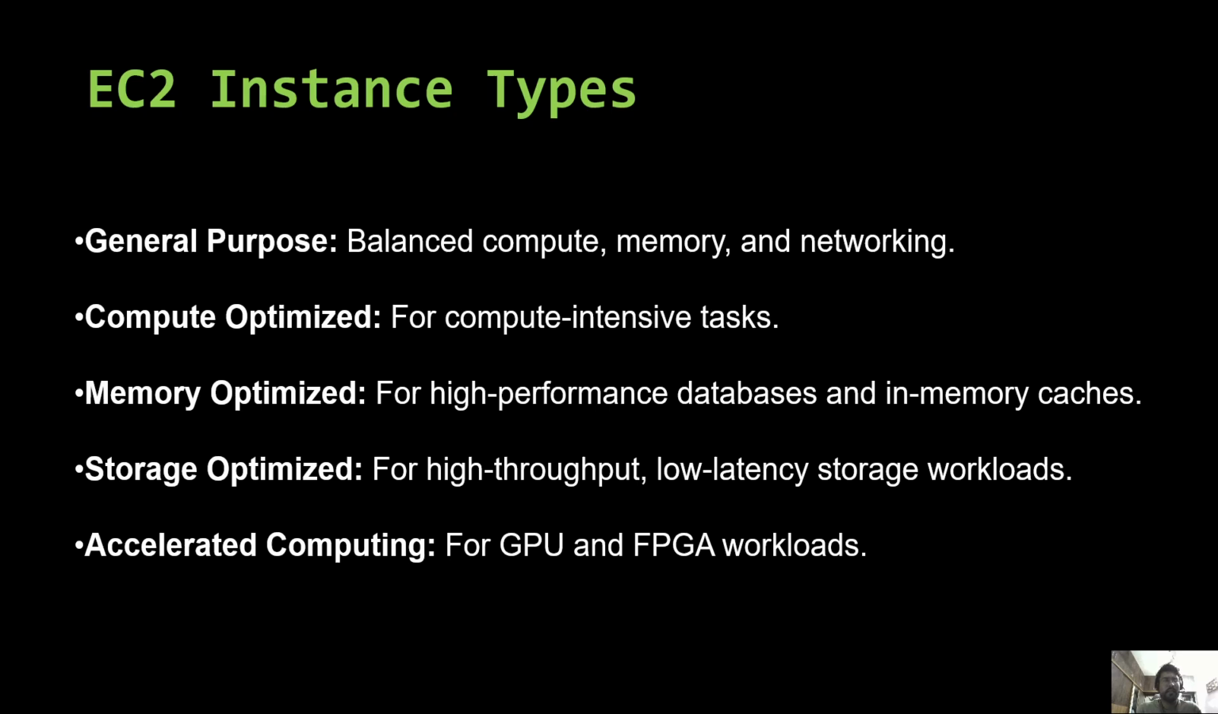So this is about the types of EC2 instance. There are multiple types which we will see here. The one is general purpose, wherein we get a balanced compute, memory, and network. The second one is compute optimized. It is for compute intensive tasks. So for example, which operations or which task we need compute for, for that we can use the compute optimized.